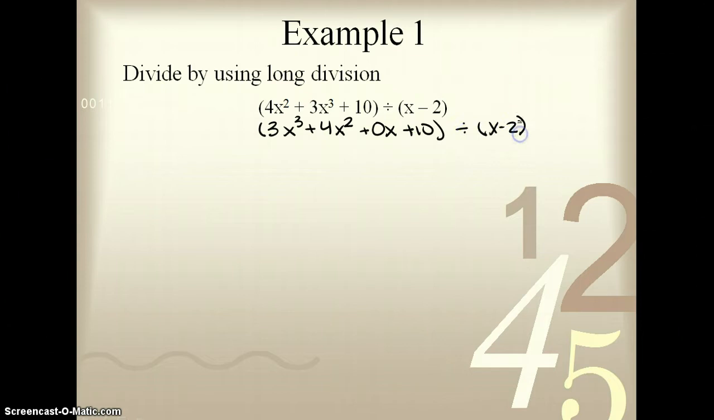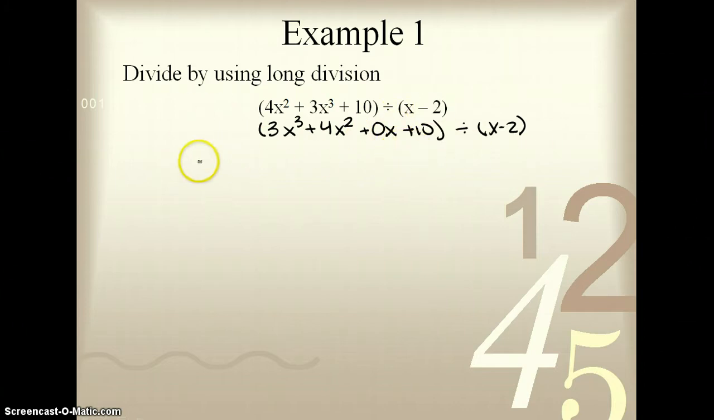The reason why I'm including the 0x is because you need to have every representation for every term between the highest and your constant. So the linear term was currently missing. There was no x in our original. Therefore, I needed to include it so that when I do the division, everything cancels out and simplifies down correctly. As I progress through the process, you'll understand more why that 0x is so important.